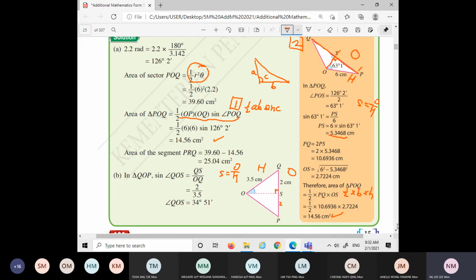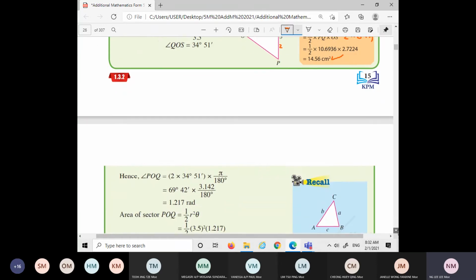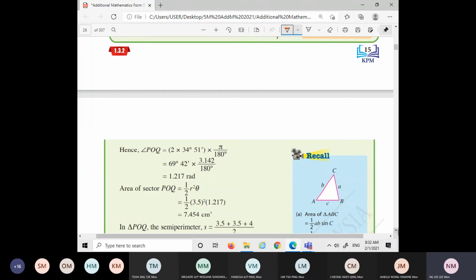We turn to the next page. See, you got to times 2. And then you know that for area of sector, half r squared theta, this theta has to be in radian. So change the angle in degree into radian, and you will get this. Remember, the pi given in the question is 3.142. Now you just plug in r as radius 3.5 squared, theta is 1.217 as here, after the conversion into radian. Then you get the answer.